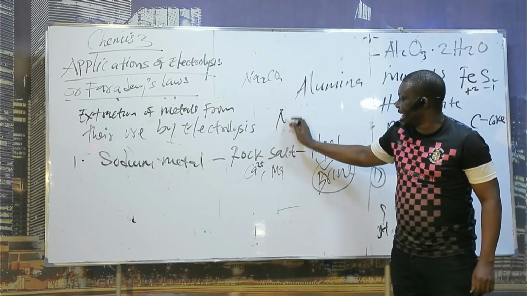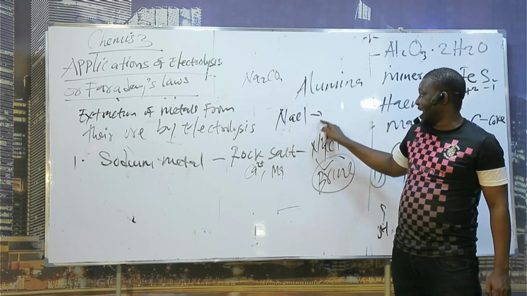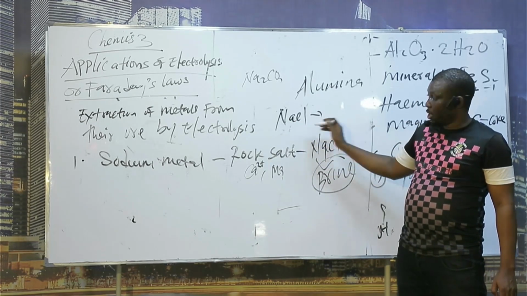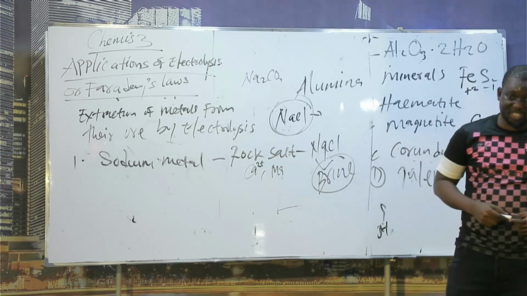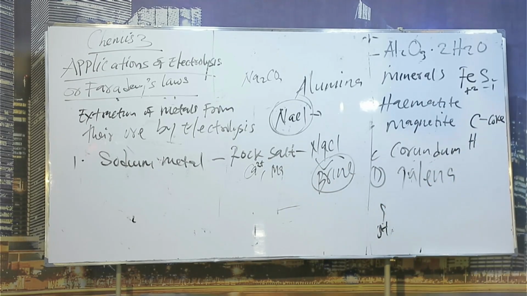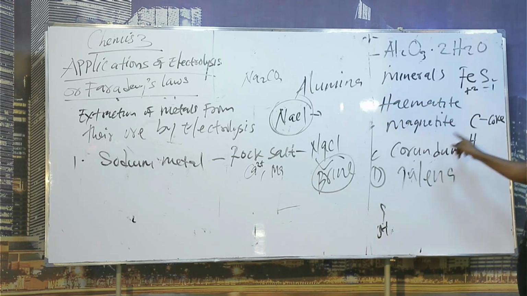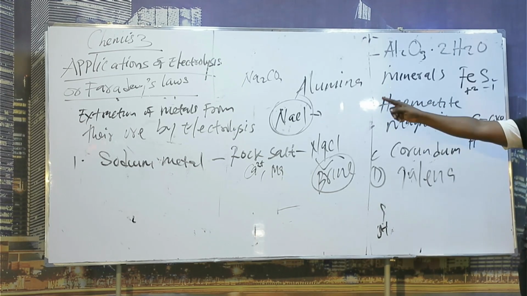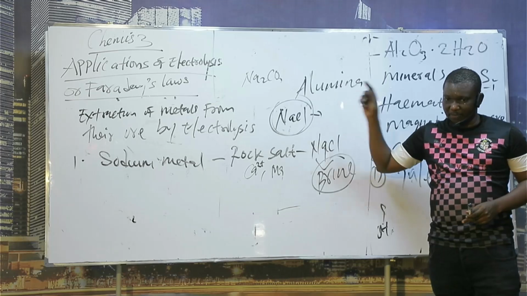You cannot use heat to decompose this to get sodium and chlorine. Why is heat not used in the electrolytic reduction of sodium from sodium chloride? There are three methods of extraction of metals. One is electrolysis. Two is chemical reduction if you're using any of these. Then three is heat or thermal. But why are you choosing to use electrolysis? Why are you not using heat?